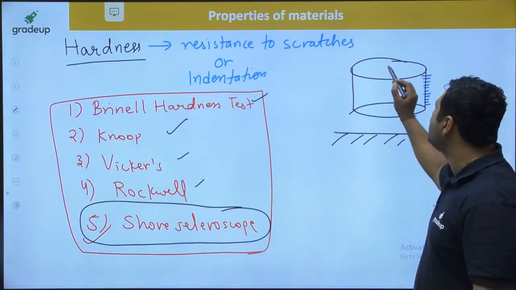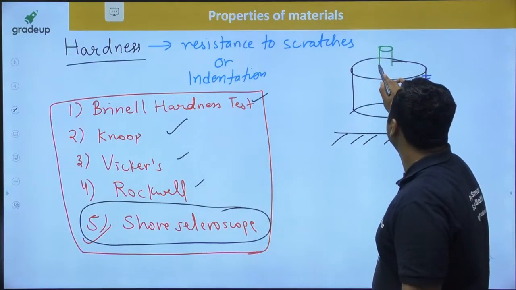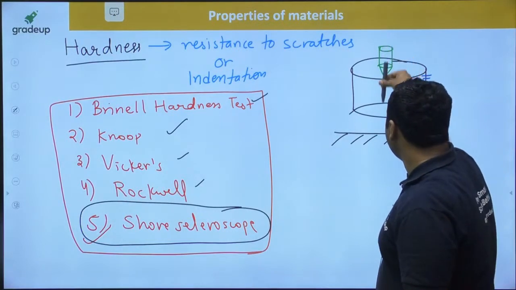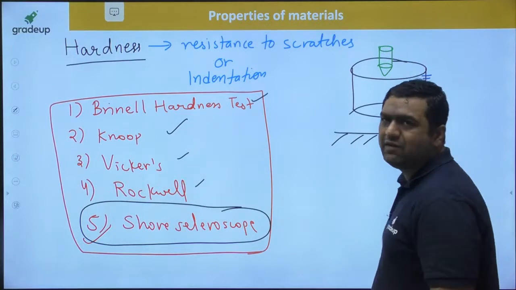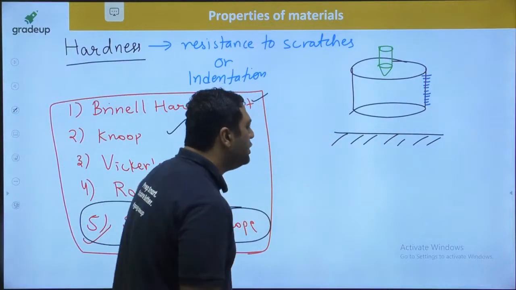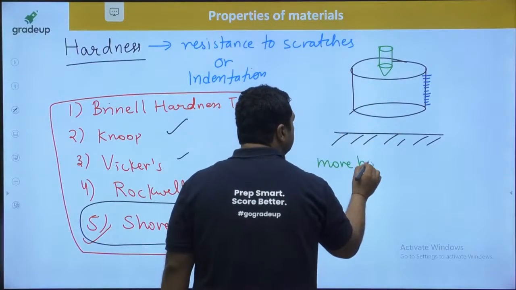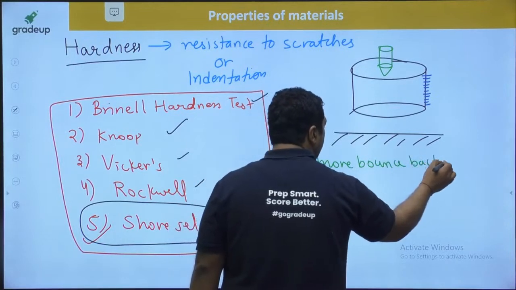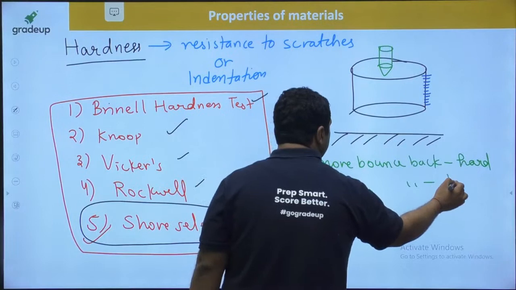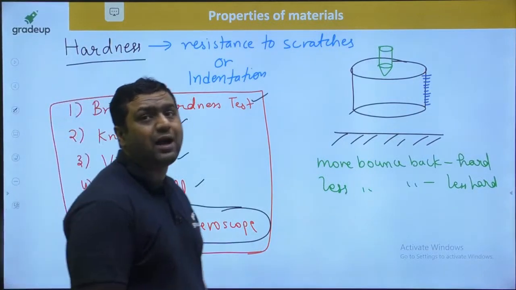So my dear, we are going to have now a diamond tool tip. And this diamond tool tip will be dropped from this position. And when it goes onto the surface, my dear, it will bounce back if the surface is hard. And it will indent if the surface is soft. So my dear, the more it bounces back, the more the hardness. More bounce back means more hard. Less bounce back, less hard. Less hard means more soft. Okay. This is one kind of testing which is done for hardness measurement.